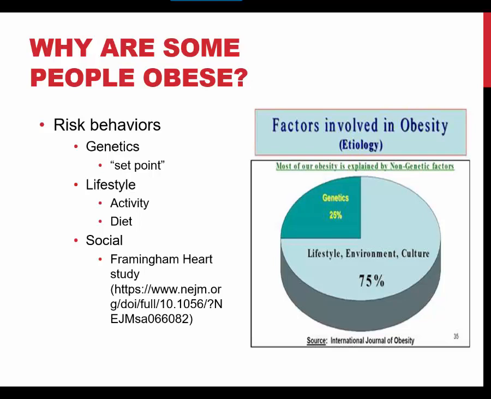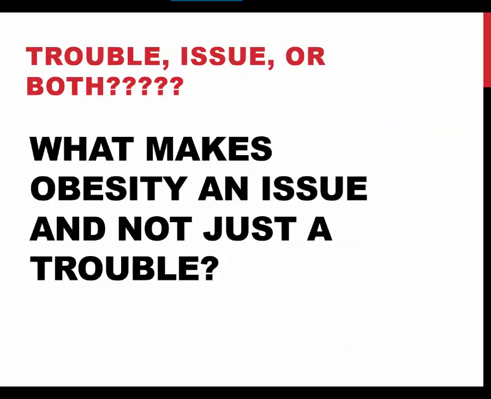The final set of risk behaviors are social, in the sense that it speaks to the people that you surround yourself with, the culture you're born into, and maybe the messages that they give you about the role of food and diet in your life, or what they suggest about what type of body type is ideal. So people have social influences that also can contribute to the likelihood that they are obese. And so, all of this, both the number of people, the prevalence of obesity in this country, the social influences that contribute to obesity, is why we consider this an issue and not just a trouble.